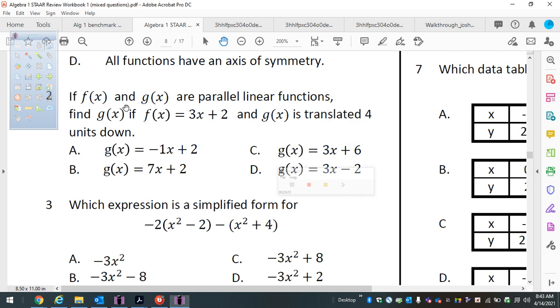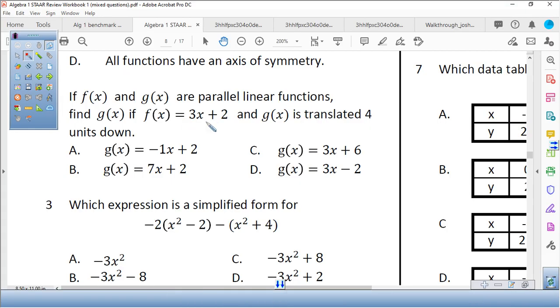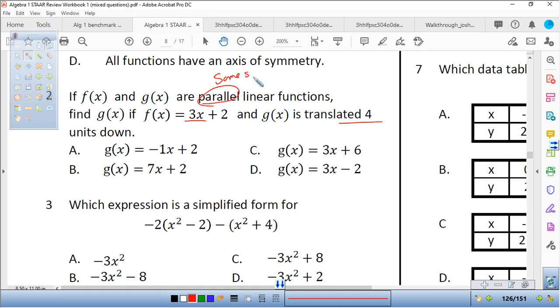If f(x) and g(x) are parallel linear functions, find g(x) if f(x) is equal to 3x plus 2, and g(x) is translated 4 units down. For them to be parallel, they have to have the same slope. For them to have the same slope, we need to find out where our slope is. y equals mx plus b. m is my slope, so my same slope would be 3. Check, check.